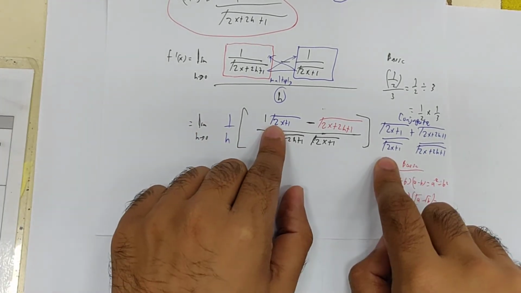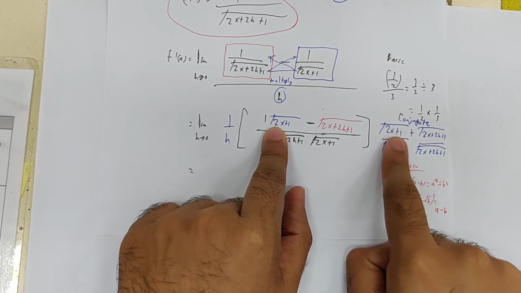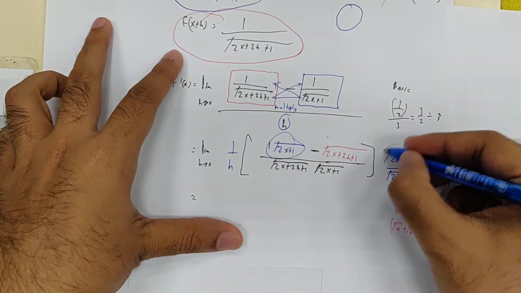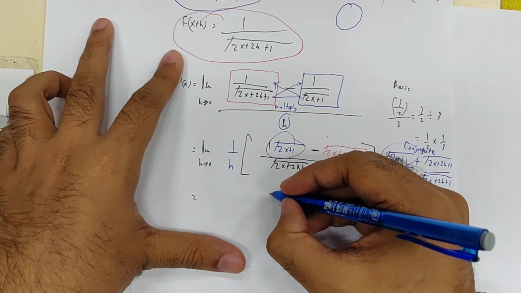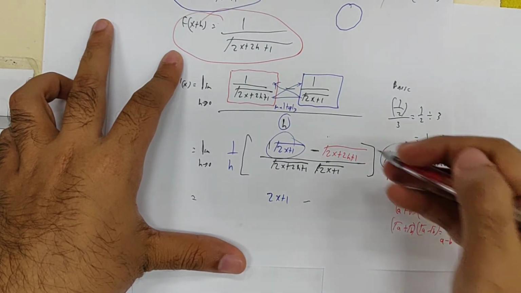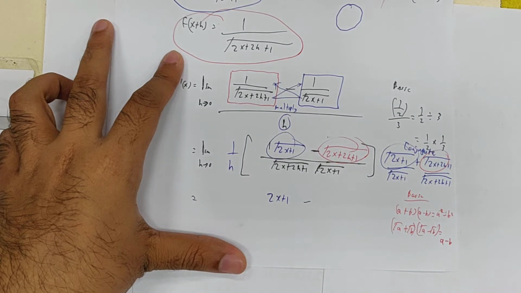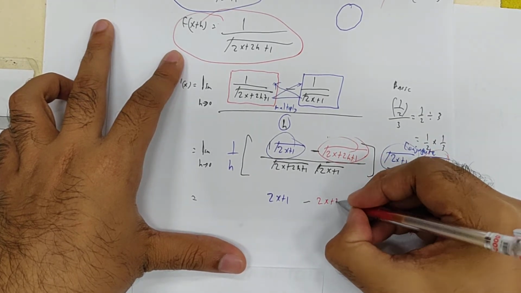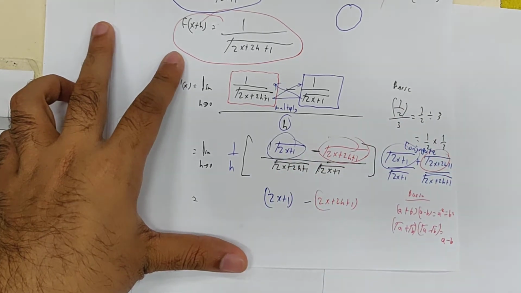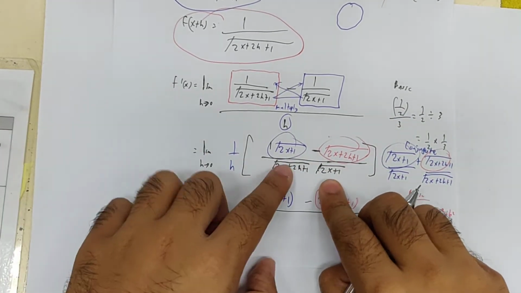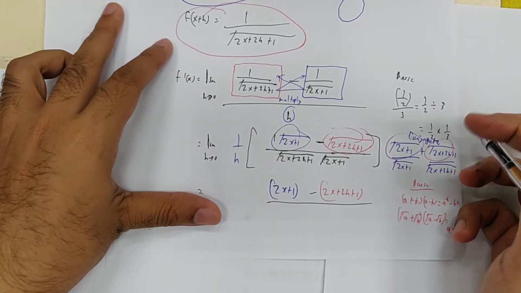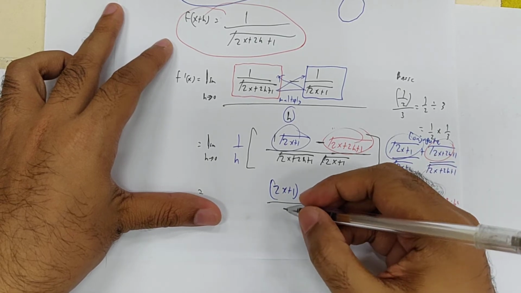So in this case, square root of 2x plus 1 with square root of 2x plus 1, this and this, what do I get? 2x plus 1. This and this, what do I get? 2x plus 2h plus 1. Don't forget about your bracket. Should I expand the bottom? No. When you conjugate, you only expand the conjugate part only for this topic, limit.